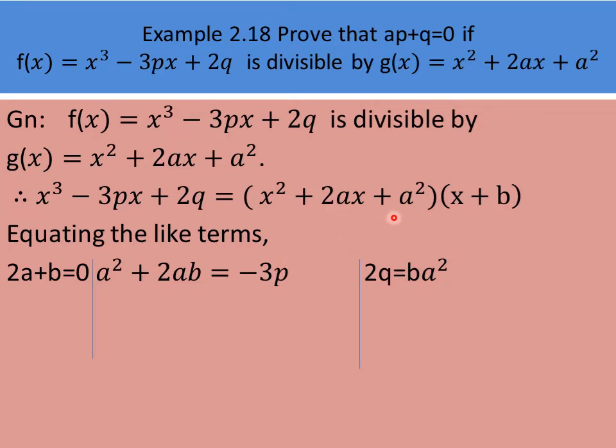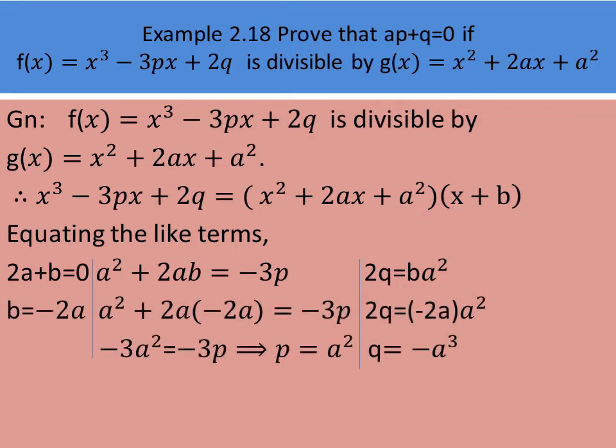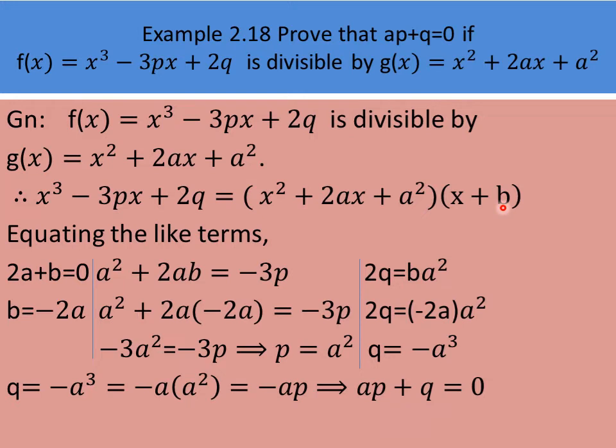Then along with this constant term, you take the x term. It is a square. Then you can equate the constant term. Constant term means here the constant is 2q. Here the constant is b a square. So from the first term, you can write, that is 2a plus b equal to 0 we have. So from this the b value is equal to minus 2a.